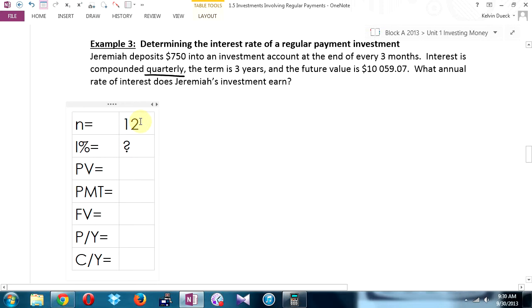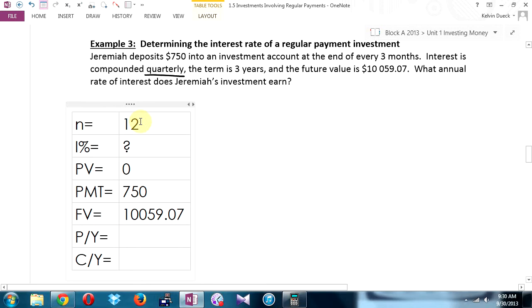What's the present value? Unless it clearly says starts out with so and so much money, we assume 0. We assume you're starting a new bank account or a new savings account or a new investment. Jordan, what's the payment? 750. Yep. Rachel, what's the final value or the future value? Yep.